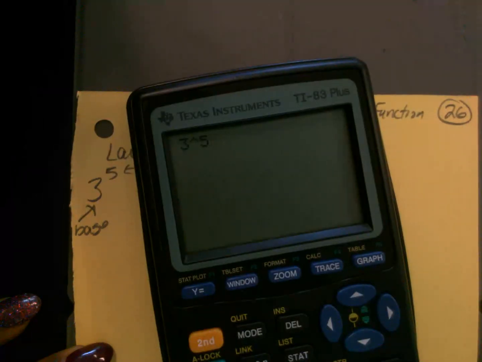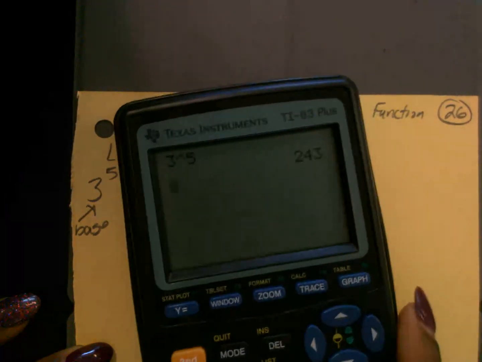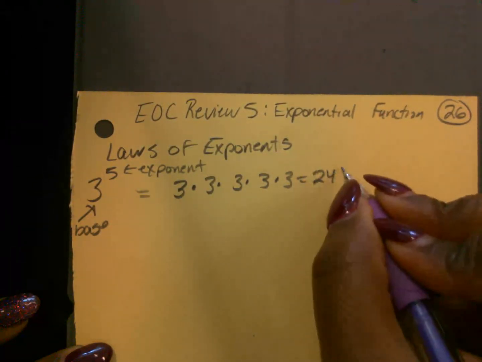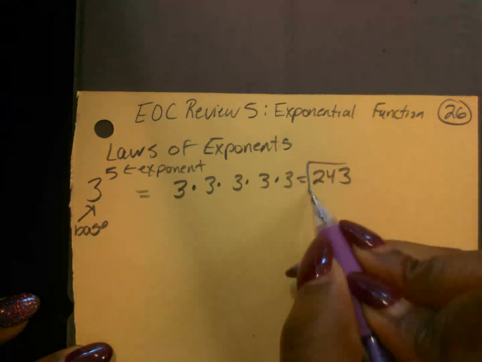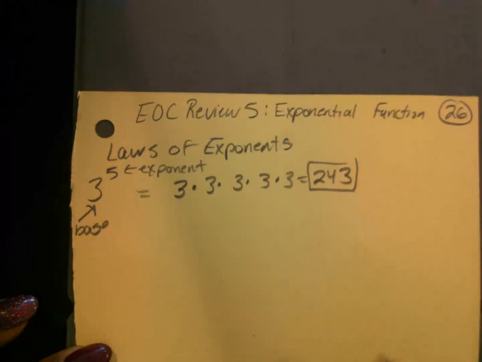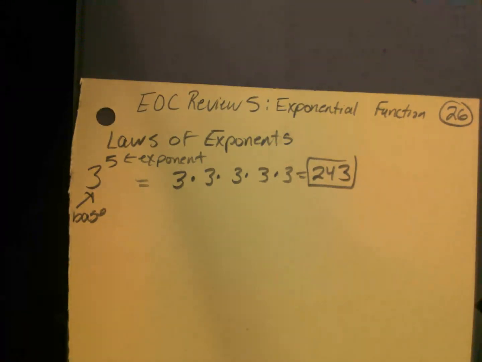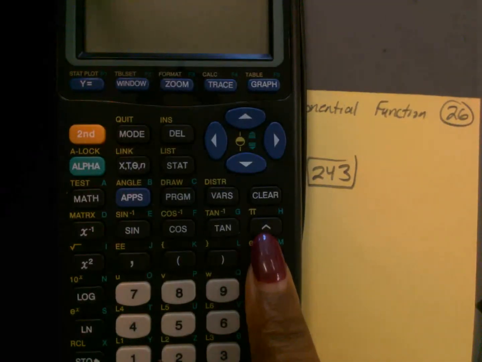And then, of course, we get 243 if we want to simplify it completely. In most cases, they will have you just leave it in exponent form. So that is going to be 3 caret key 5, just like this. The caret key is right here.